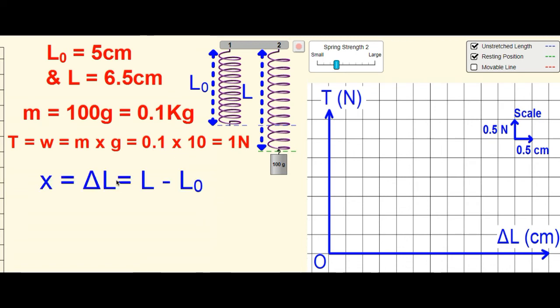Now I can calculate delta L. Delta L is L minus L0. L is 6.5 and L0 is 5. Delta L is 1.5 centimeter. So now we can draw 2 points on the graph.